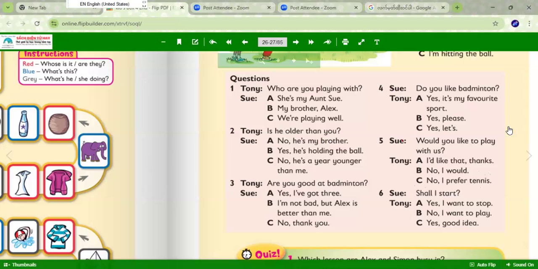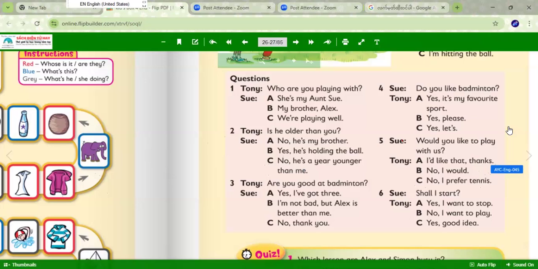Alright, so number 5: would you like to play with us? What do you think? I would like that; no, I would; no, I will; or no, I prefer tennis. I think C. Okay, it can be, right? So both can be the correct answer. I would like that, or no, I prefer tennis.